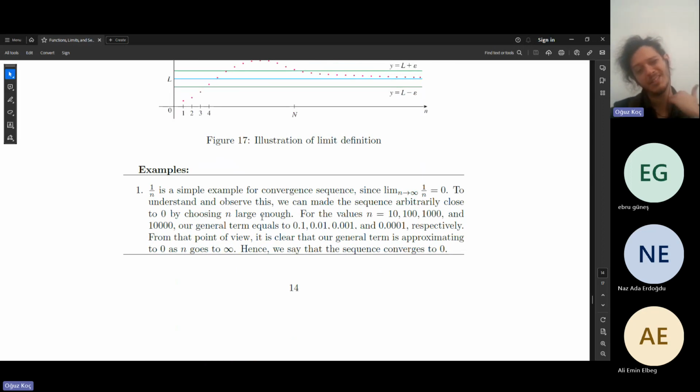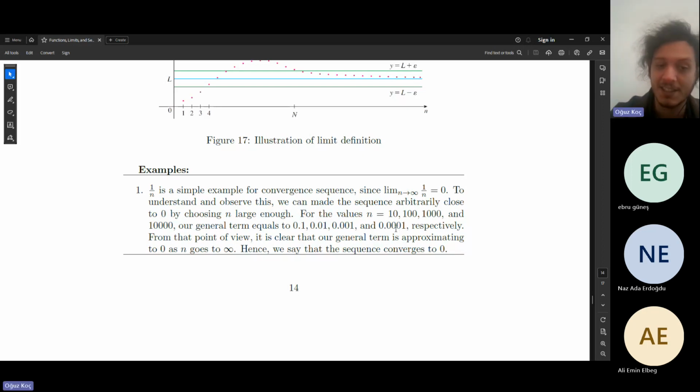And here are some simple examples. 1 over n is a simple example for a convergent sequence. Since the limit of 1 over n as n goes to infinity is equal to 0, it is very clear that we can make the sequence arbitrarily close to 0 by choosing n large enough, for values of n like 10, 100, 1,000, 10,000, where the general term 1 over n equals 0.1, 0.01, 0.001, and so on.